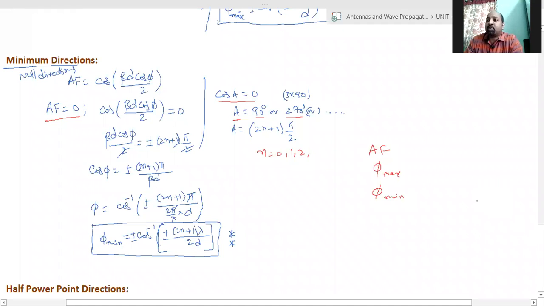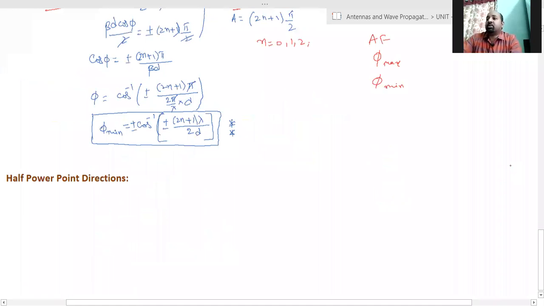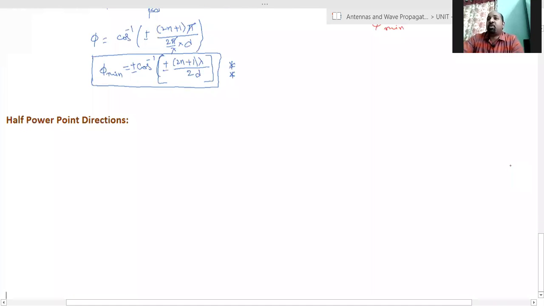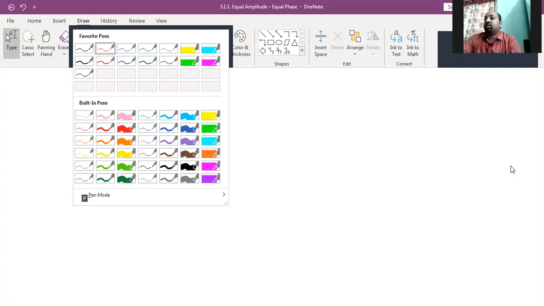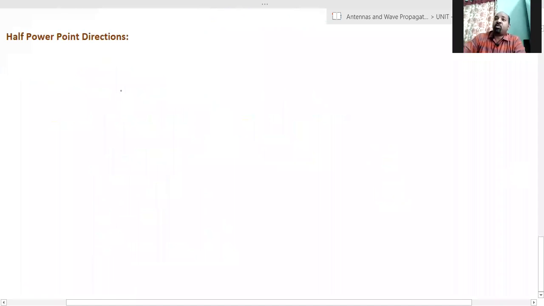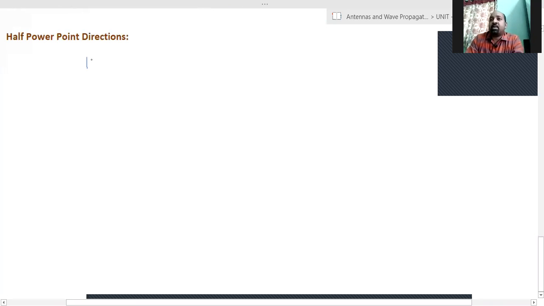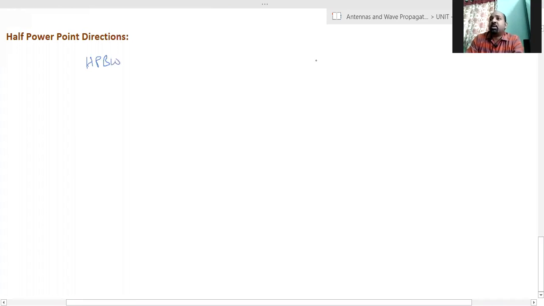And what is the last one we require? Half power point directions, right? Why do we require half power point directions? We require half power point directions to determine the half power beam width. Half power point directions are required to determine the half power beam width. So what is half power beam width?